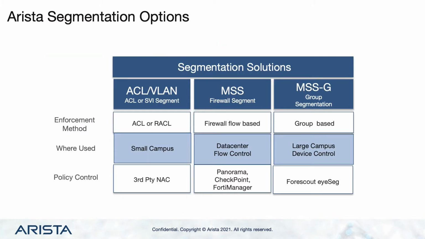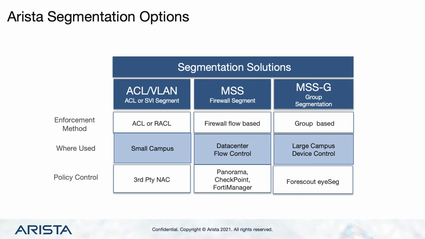In this slide, let's review briefly the various segmentation options provided by Arista. ACL VLAN-based segmentation is suitable for small campuses where NAC software provides the policy control. This solution may impact the availability of scarce hardware resources, that is TCAM. MSS Firewall integrates with firewalls for policy control. This solution is more suited for data center networks.